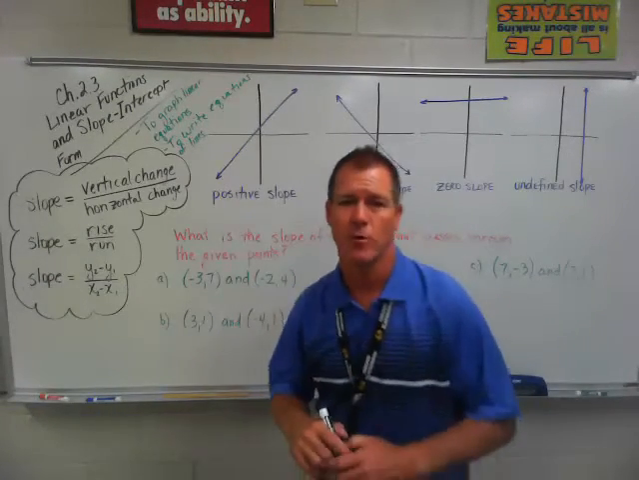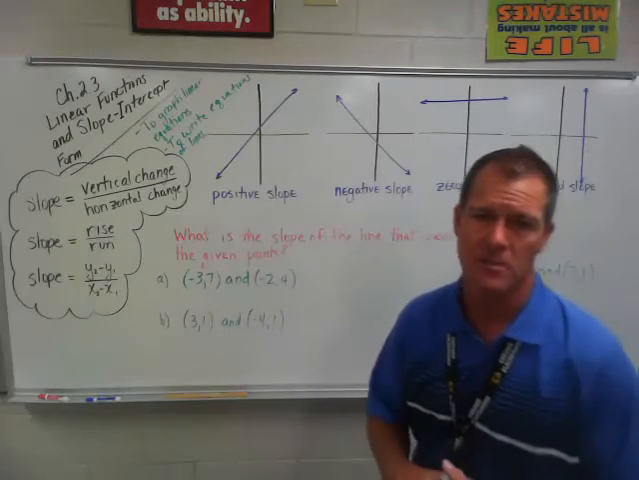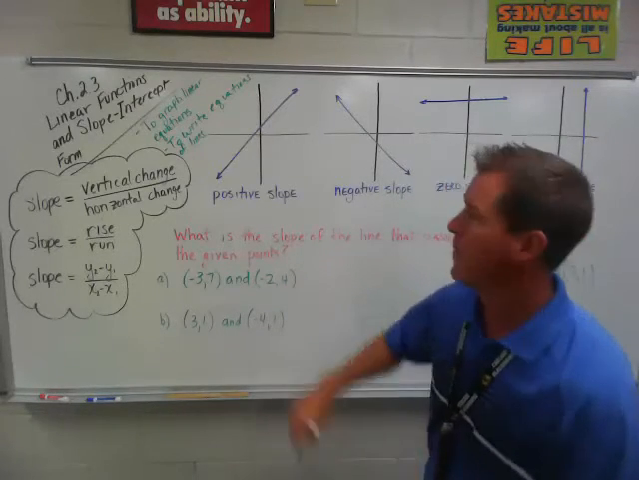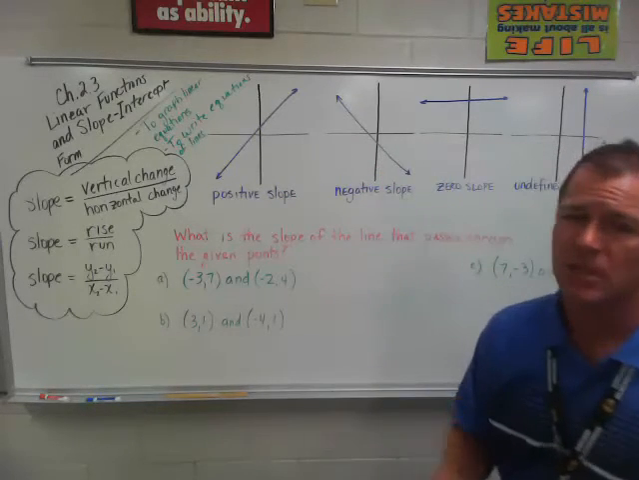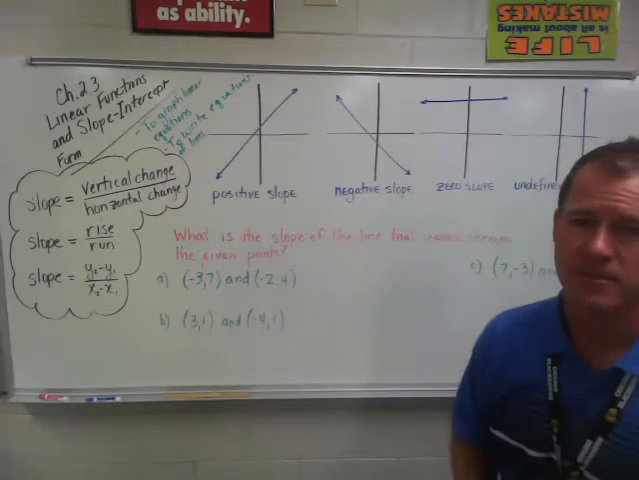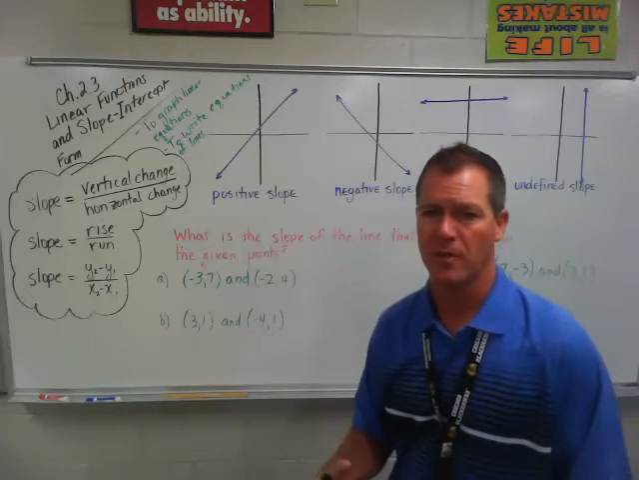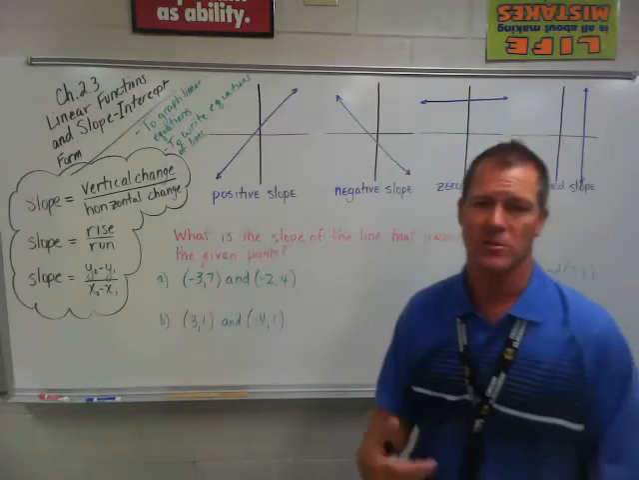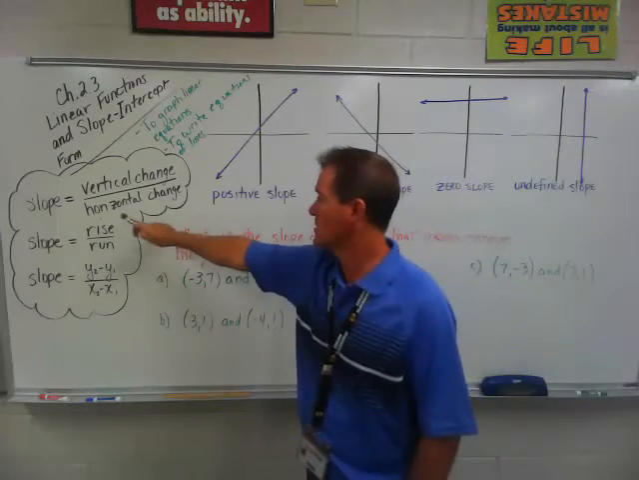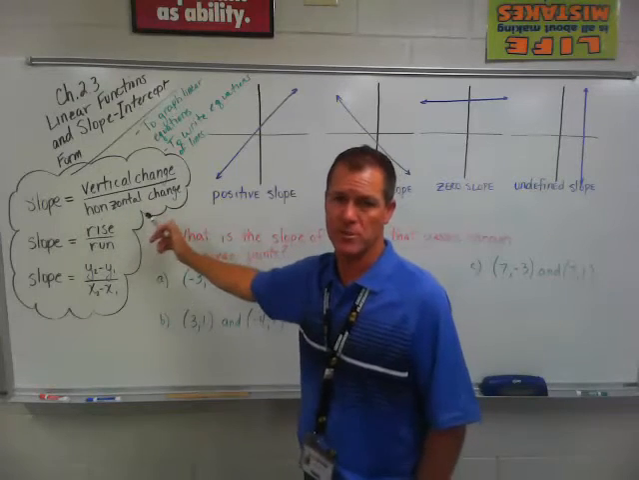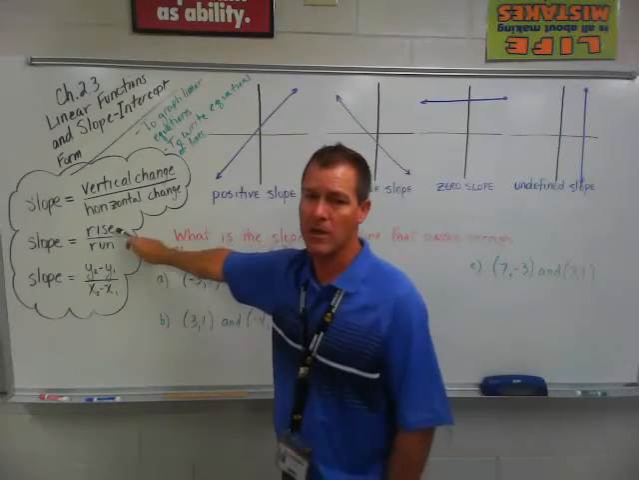In our lesson today, we're going to work on linear functions and slope-intercept form. Our objectives right here in green are to graph linear equations and to write equations of lines. In order to kick that off, what we have to do is really learn about slope. So we have a number of pieces over here. Slope is vertical change over horizontal change, which is rise over run.